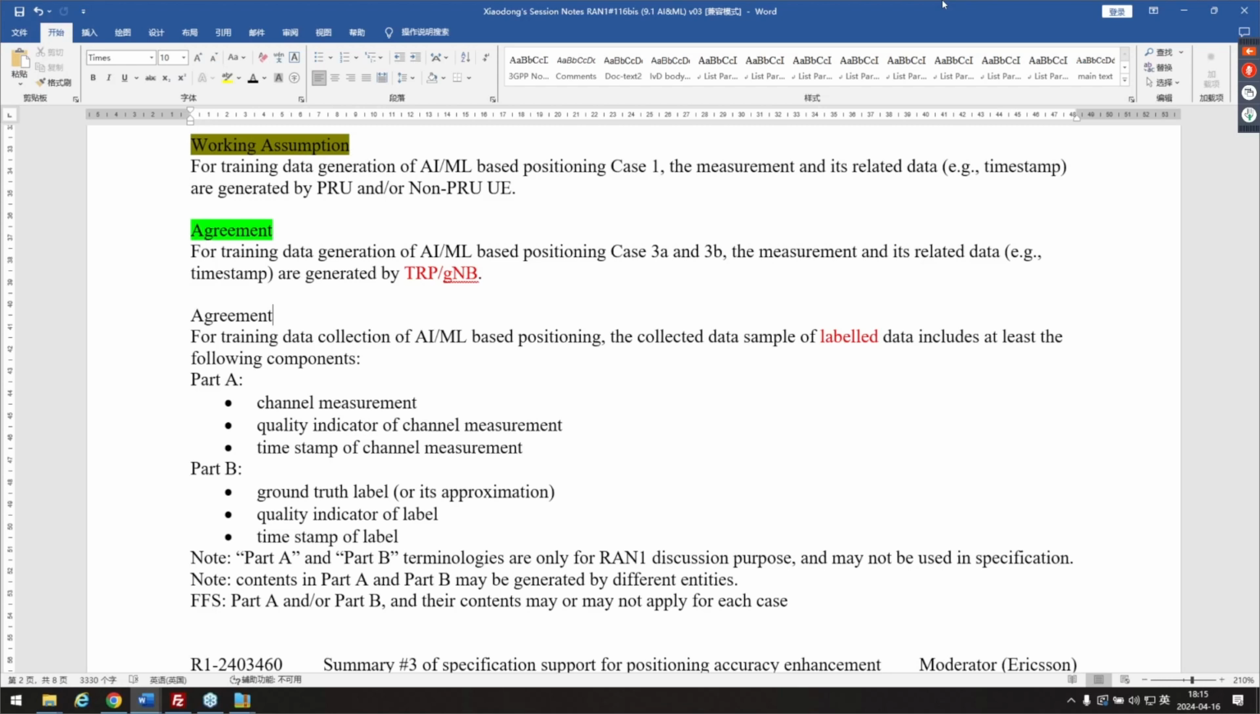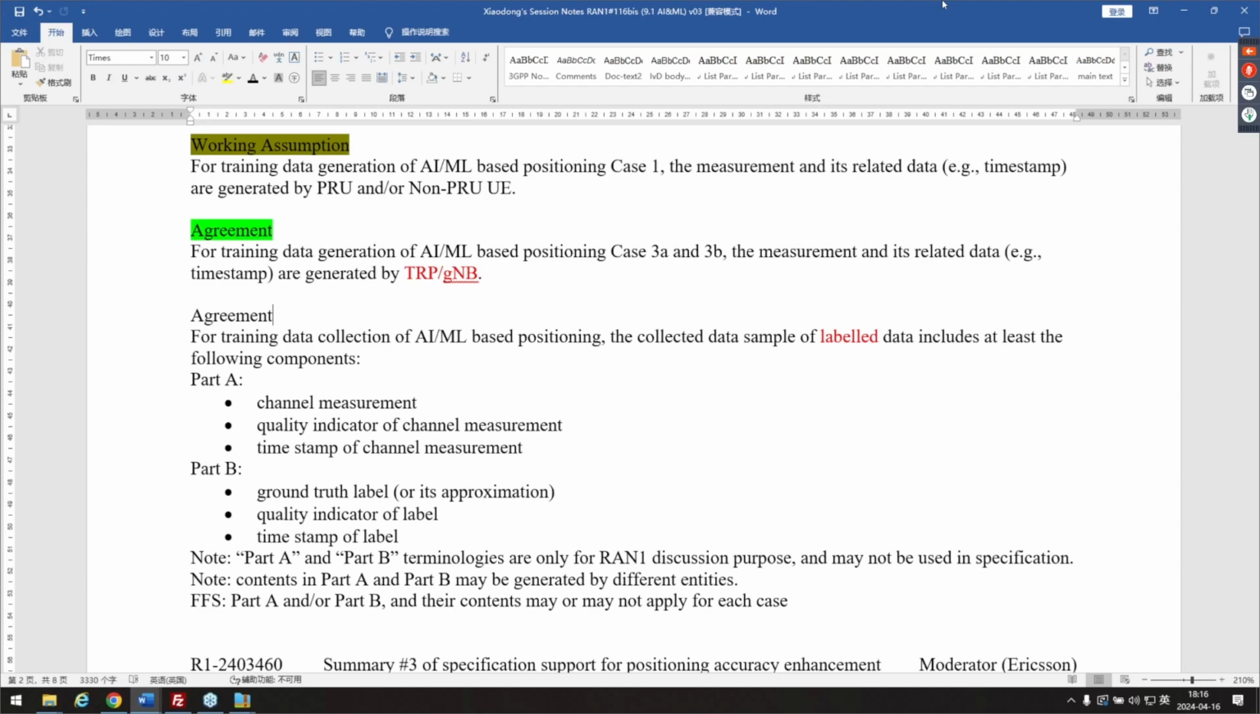Actually, I will comment regarding this label. We have this last bullet saying FFS and part A or part B, and the count may or may not be applied. So basically, it's saying for some cases maybe they may only have part A, for some cases they may only have part B. My understanding is that most companies understand that if it only contains part A, that's actually unlabeled data. So we don't need this red font like label data included there, because it covers both. When we only have one part, that becomes unlabeled data. When we have both parts, that's labeled data. So we don't need a separate treatment, because in the specification we will not have a tag saying this is labeled data, this is unlabeled data.